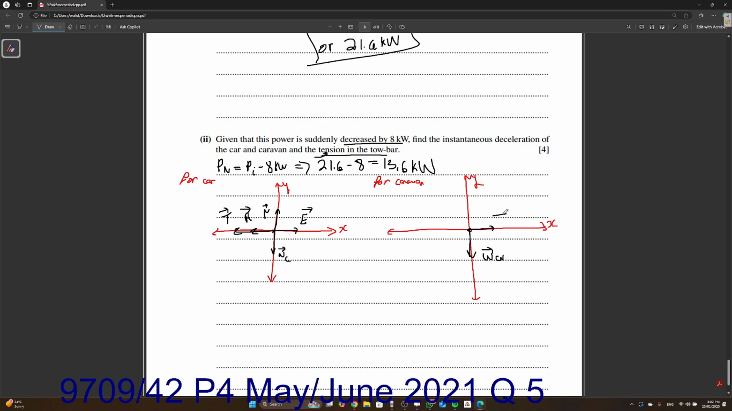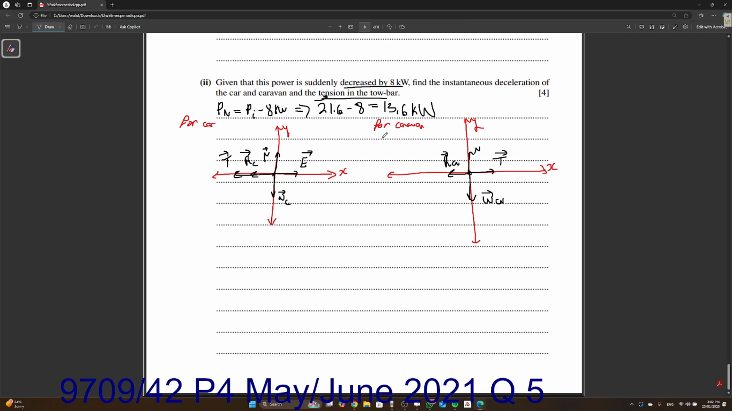You have the tension, which is pulling the caravan to the right, and you have the normal reaction, and you also have the resistive force. Just so you have a visual representation of how I'm imagining this: this is your caravan over here, and it's being pulled by your big car over here. Excuse my drawing skills. So the tension is pulling the car back and pulling the caravan forwards. This is R of the caravan and this is R of the car.